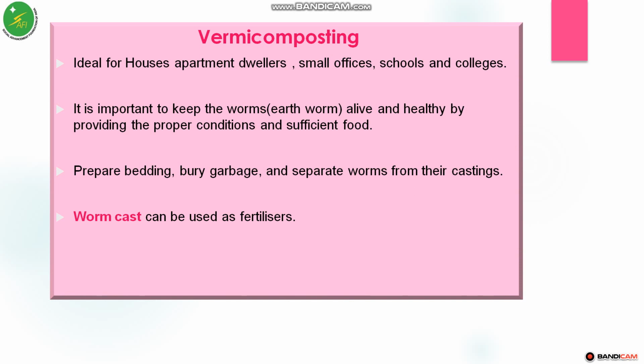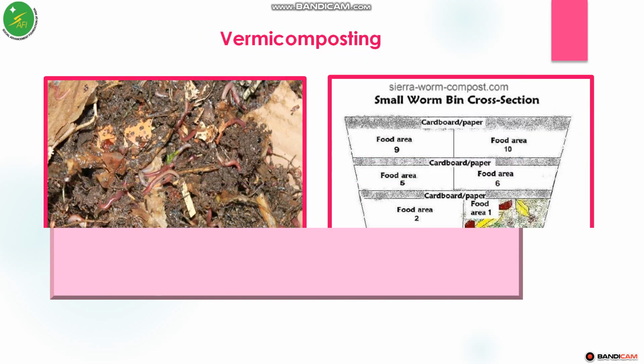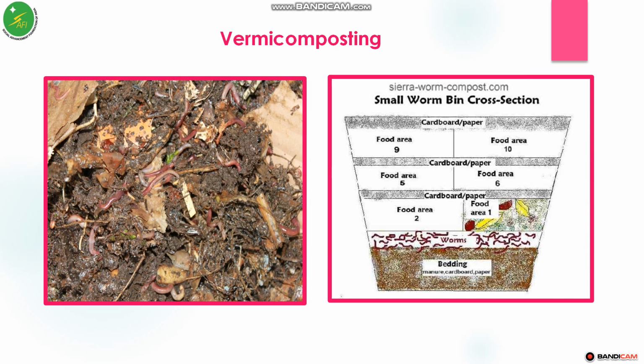Vermicomposting is the most widely used technique in the composting process. It can be used in houses, by apartment dwellers, in small offices, schools, colleges, etc. An advantage of vermicomposting is the production of worm cast. It is a product that comes out from the earthworm's body after the decomposition of the waste, and it can be used as fertilizer. Here is a picture showing vermicomposting.